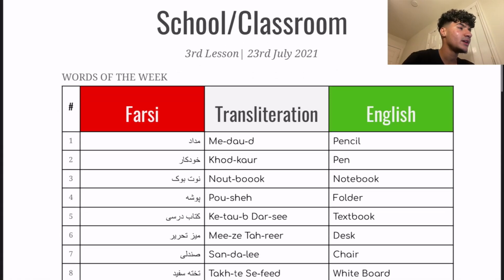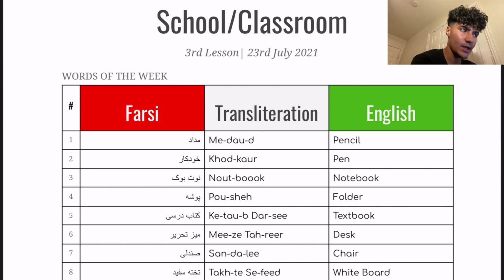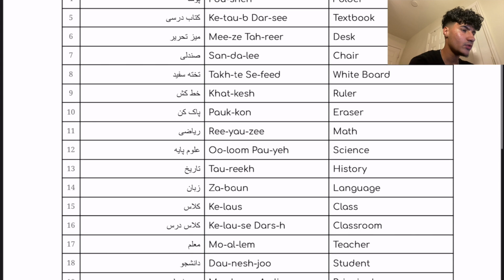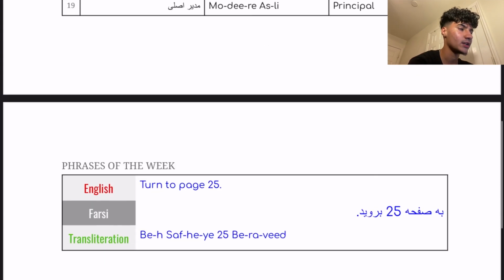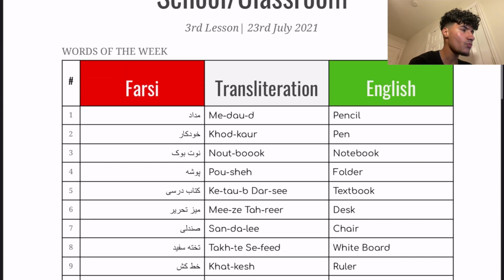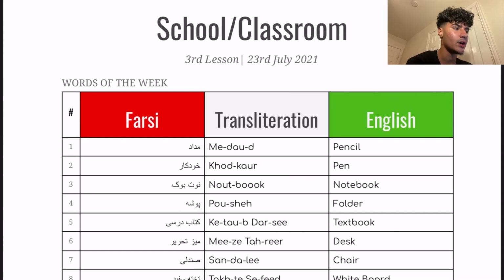So this week's class will be on the topic of school and the classroom, school-related, classroom-related vocabulary. I think we have 19 vocabulary words I included just to get us back into the mix of phrases. This is not a question and answer, just a straight statement. One phrase. To start off, we have one, medad, which is pencil. Two, we have khodkar, referring to a pen, khodkar.